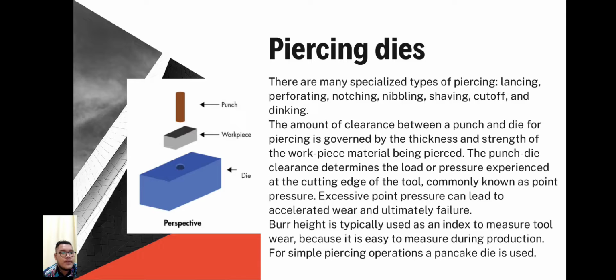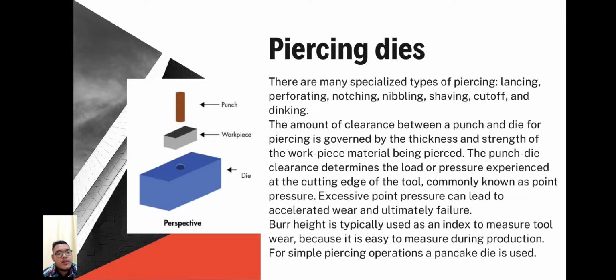The amount of clearance between a punch and die for piercing is governed by the thickness and strength of the workpiece material being pierced. The punch-die clearance determines the load or pressure experienced at the cutting edge of the tool, commonly known as point pressure. Excessive point pressure can lead to accelerated wear and ultimately failure. Burr height is typically used as an index to measure tool wear because it is easy to measure during production.